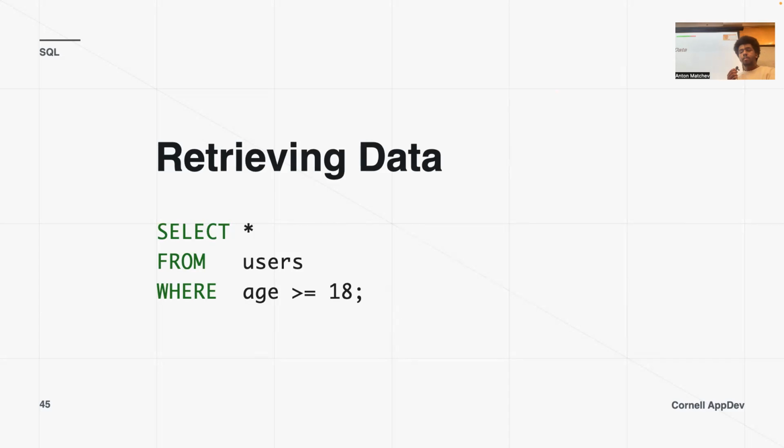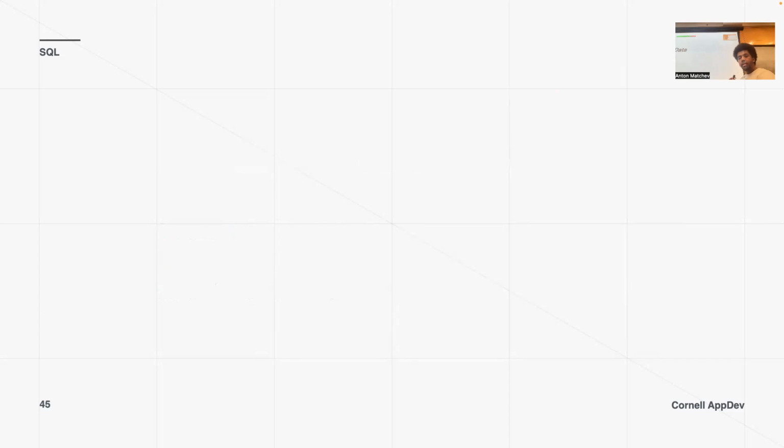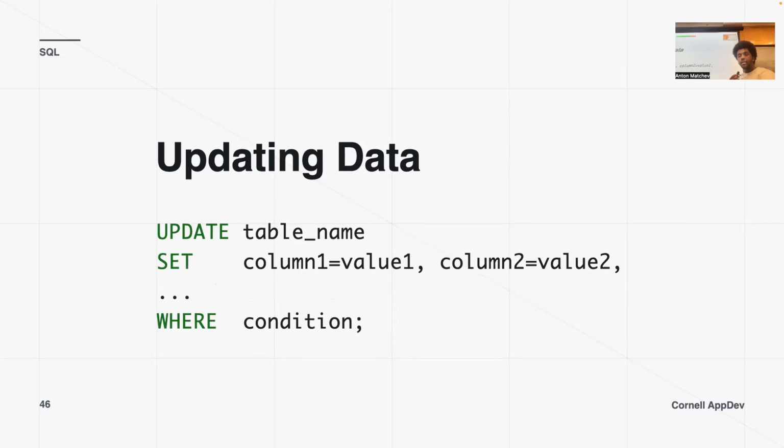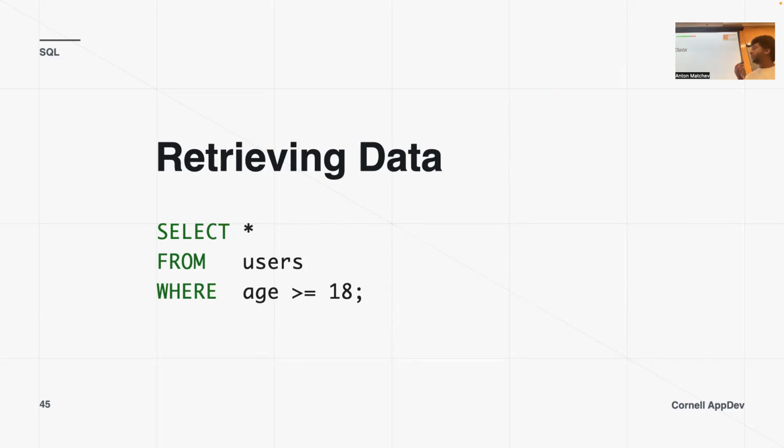And a cool thing about these where conditions is that you can build onto them. You can just say and then say age is less than 25, or you can also say or, you can also say not. It's just like an if statement in Python.